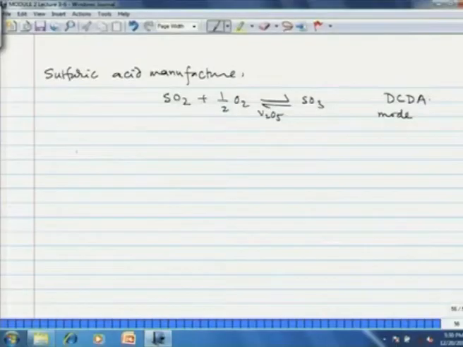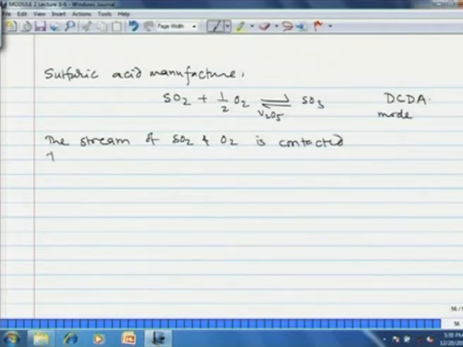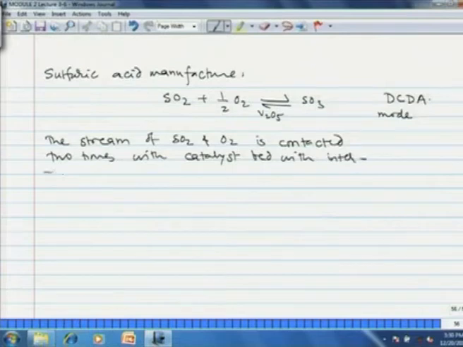So, that point you note, the DCDA process: the stream of SO2 and O2 is contacted 2 times with a catalyst bed with intermediate cooling. And later on this SO3 is absorbed in dilute H2SO4 to generate oleum, H2S2O7, which is diluted further to get sulfuric acid.